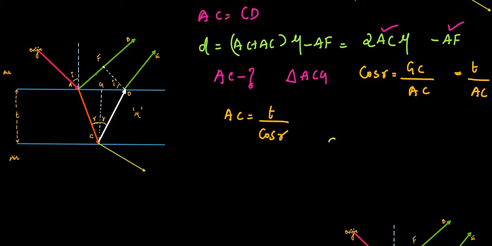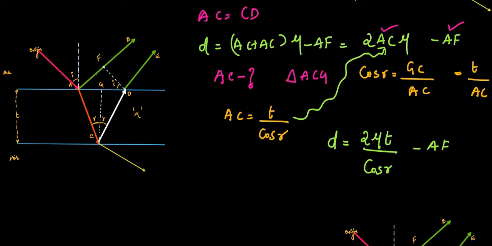Now our equation D is equal to, instead of AC we have T by cos R. Substituting, we will get 2 into mu into T divided by cos R. So one side it is clear. We don't have anything AC or CD left. So now we need to find AF. For that, which triangle consists of AF? AF is the part of the triangle ADF.